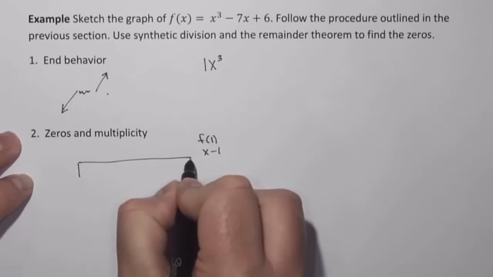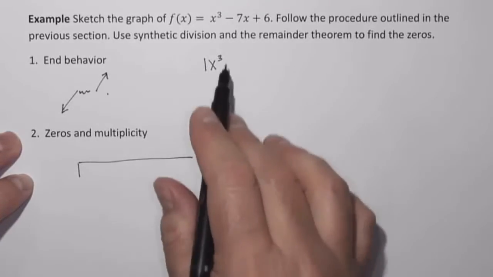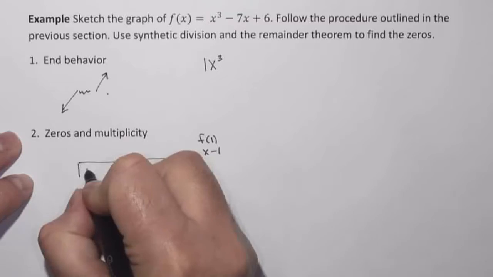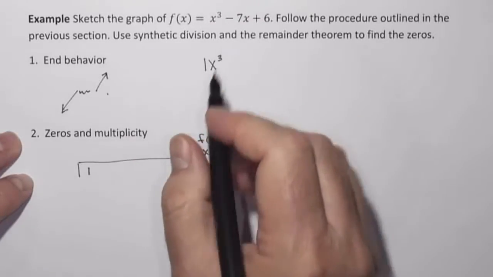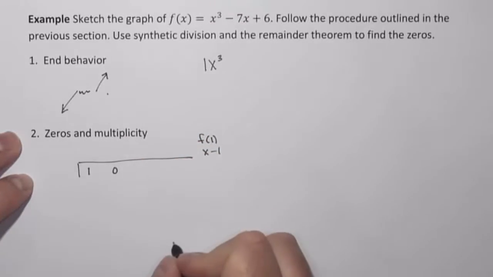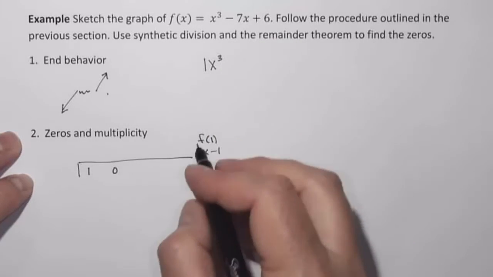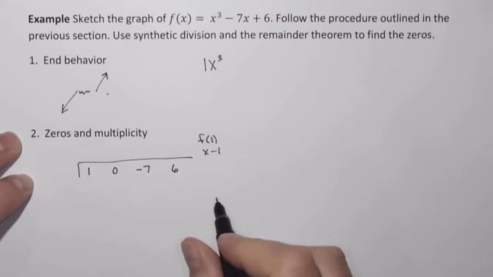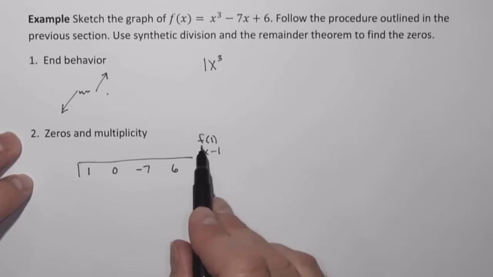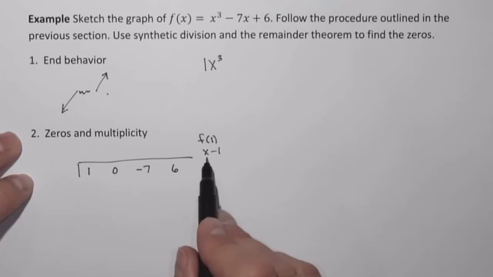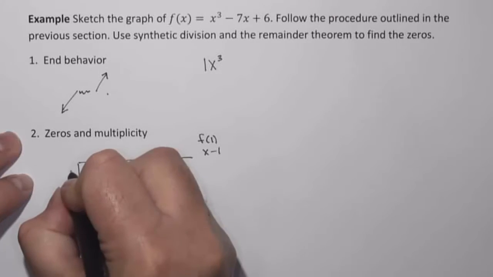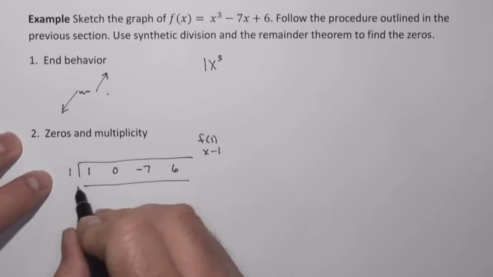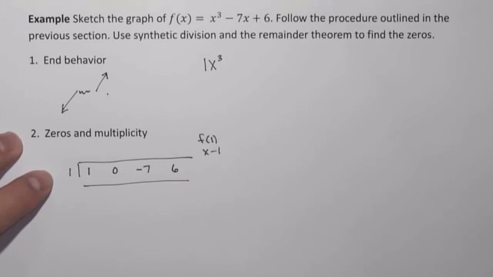So using synthetic division, I'm going to write down the coefficients of my polynomial function here. The coefficient on the x cubed term is 1. We're missing an x squared term, so we're going to put 0 for that. The coefficient of negative 7x is negative 7, and then our constant is 6. And I'm going to see if f of 1 is a 0, so I'm going to put 1 out here in order to check that. Again, if it is, that means x minus 1 is a factor.